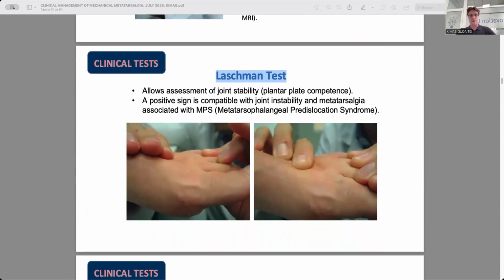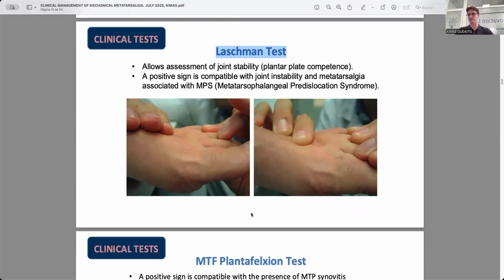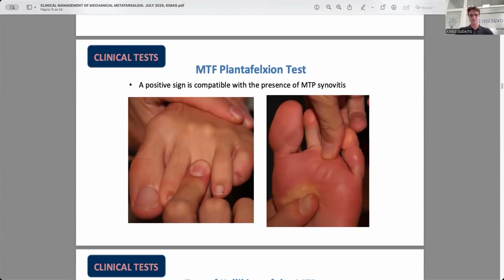The Lachman test is another useful tool. We can use it to assess the stability of the MTP joint, although it can actually be used in any joint to evaluate how stable it is. When we perform this test, we are checking the joint separation during dorsal flexion. This movement depends on the passive stiffness of the joint, not on control from the central nervous system. It's important that if the Lachman test is positive, we should suspect that the metatarsal pain may be related to a rupture or injury of the plantar plate.